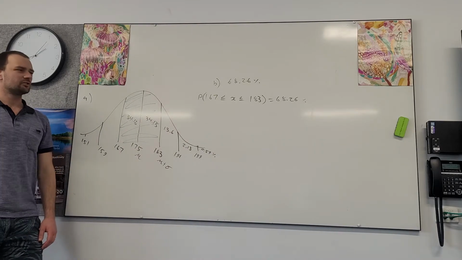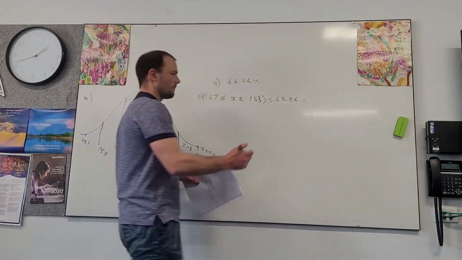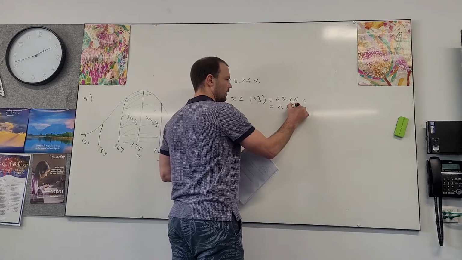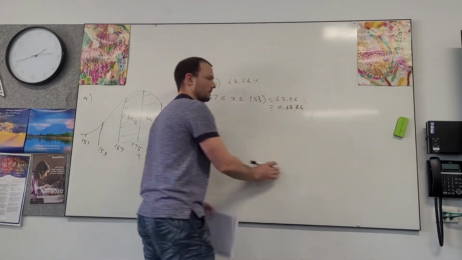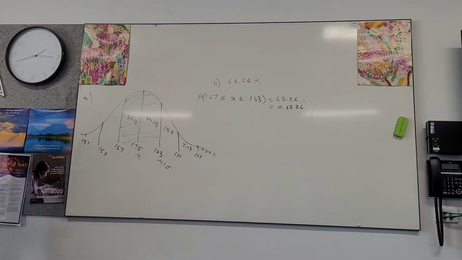Now we generally don't write probabilities as a percentage. When we're doing the calculations later in our calculator, we will just dish them out as a probability, and that's just dividing it by 100.